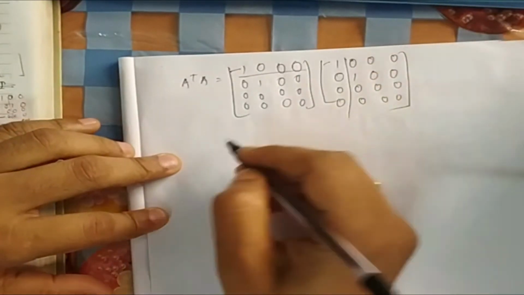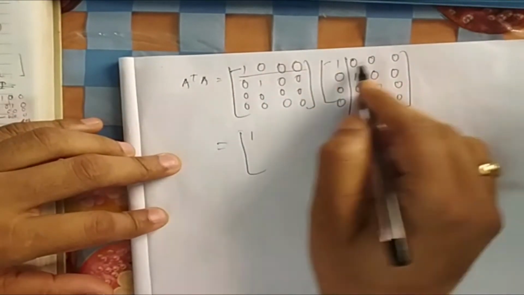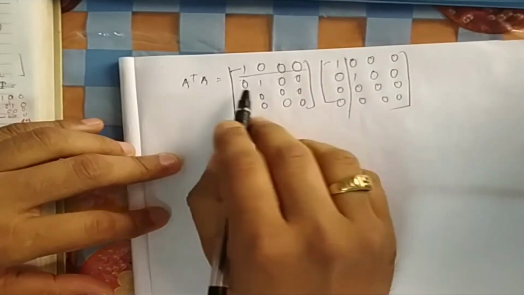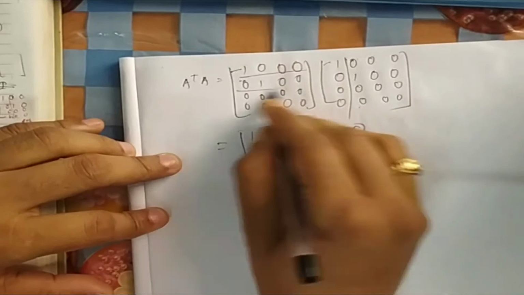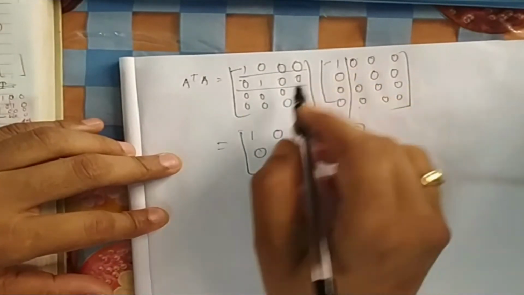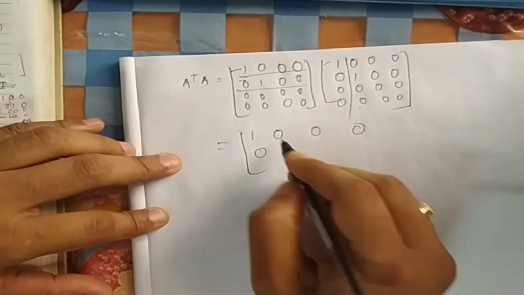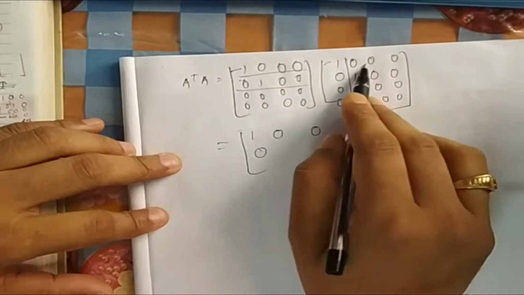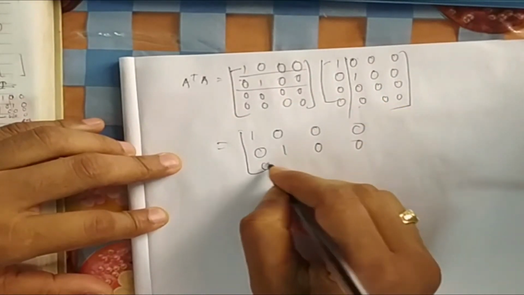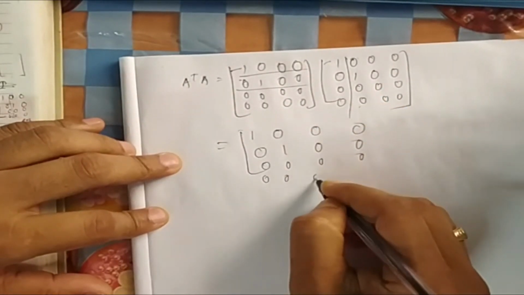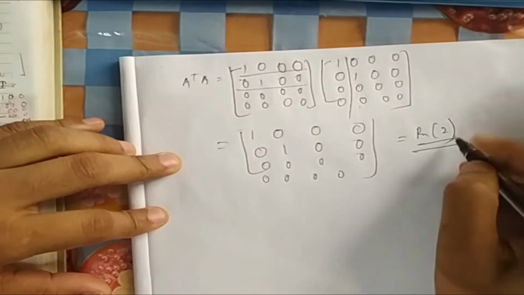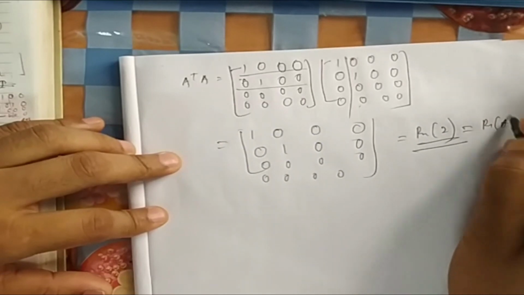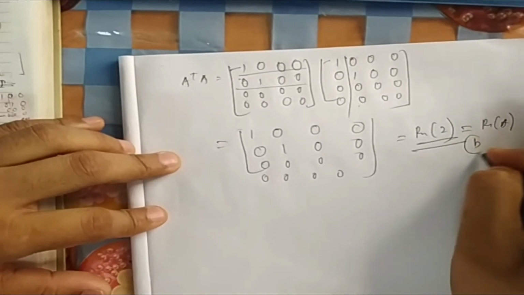If you multiply this one, what will it be? 1. If you multiply this with this, 0. Next, if you multiply these and this, 0, 0, 0, 1, 1, 1. And the rest you will get 0. So what is the rank of this one? 2. So it is equal to the rank of A. So obviously option B is the correct option.